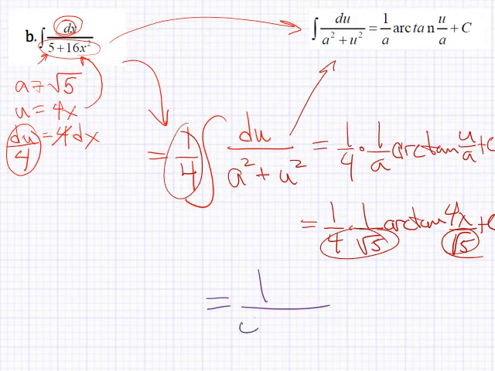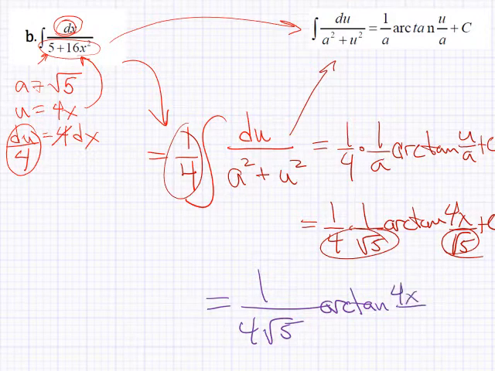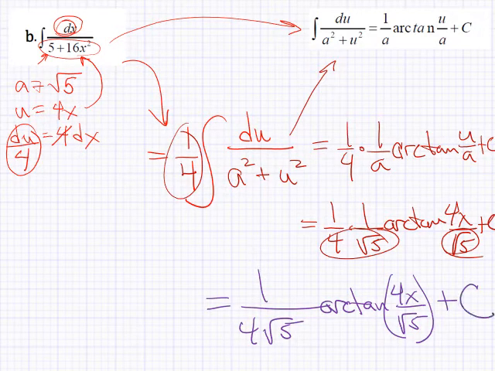I'll write this as 4 square root of 5, just to make it look nicer. Arctan of 4x over square root of 5. That whole thing's inside the arctan, so you want to throw some parentheses around just so you remember, that's fine, plus c. But you could rationalize this. If you want to rationalize this denominator and this denominator, go for it. Not necessarily. You're usually not going to see it rationalized at this point. So leave it.